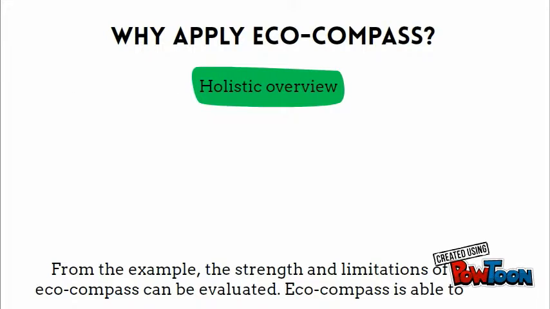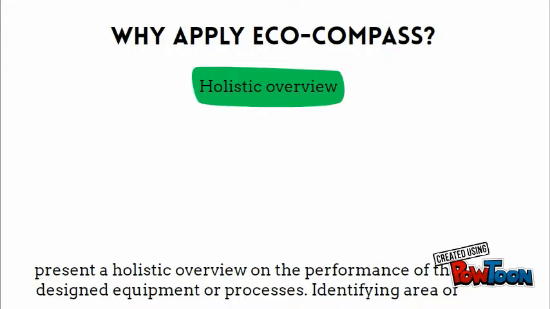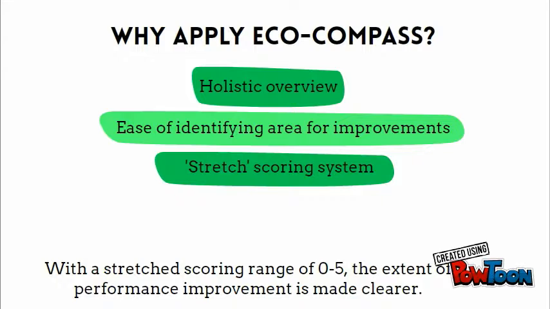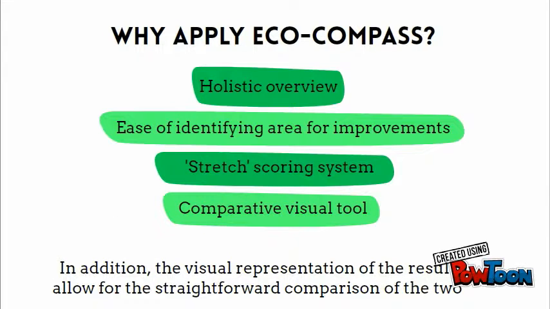From the example, the strengths and limitations of EcoCompass can be evaluated. EcoCompass is able to present a holistic overview on the performance of the designed equipment or processes. Identifying areas of improvement is simplified as it is broken down into the different dimensions. With a stretched scoring range of 0–5, the extent of performance improvement is made clearer. In addition, the visual representation of the result allows for the straightforward comparison of the two products.